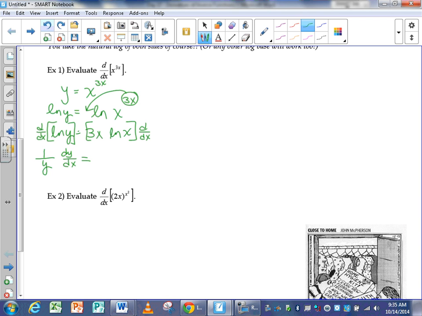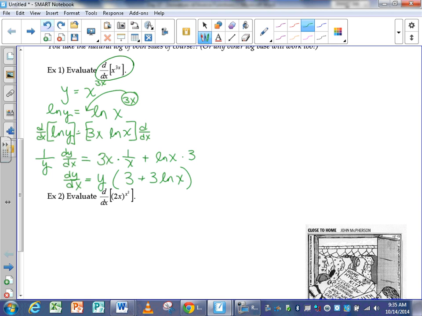Then on the right-hand side, I have a product rule. I have the first times the derivative of the second. The derivative of ln x is 1 over x. Plus the second times the derivative of the first. So if I want to solve for dy dx, dy dx equals y times, well, 3x times 1 over x is just 3, plus 3 ln x. And there's my derivative. Except here's the thing.